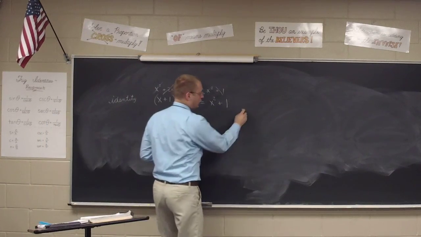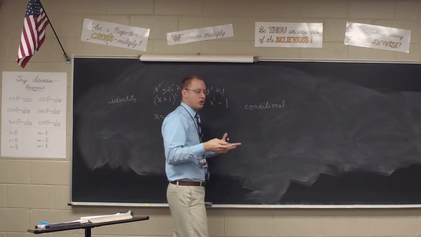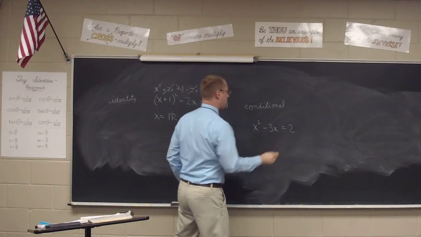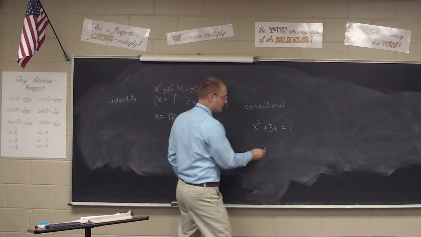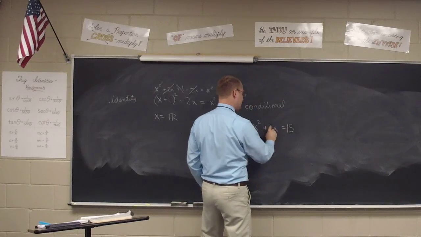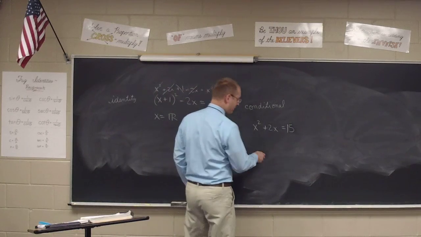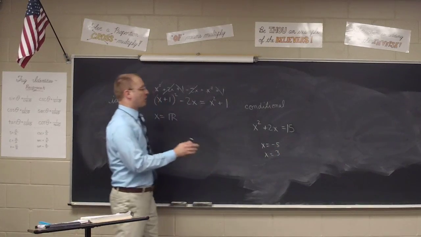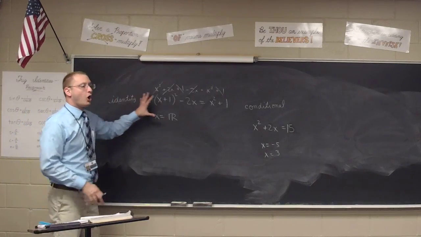As opposed to a conditional equation. Remember we said a conditional equation is only true for certain values. For instance, x squared plus 2x equals 15. There's a conditional equation. We can come up with rational, easy numbers, and we can say here, well, x could either equal negative 5 or x could equal 3. But unless x equals one of those, it doesn't work. Okay, does that make sense? So conditional equations, but identities always work.